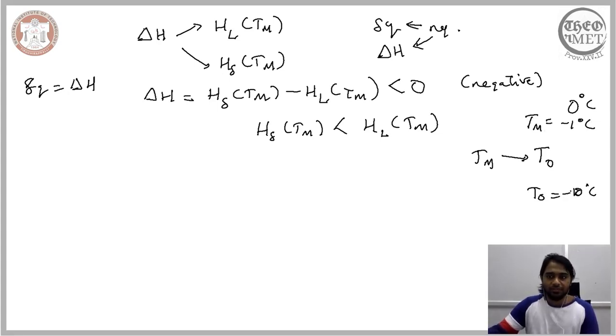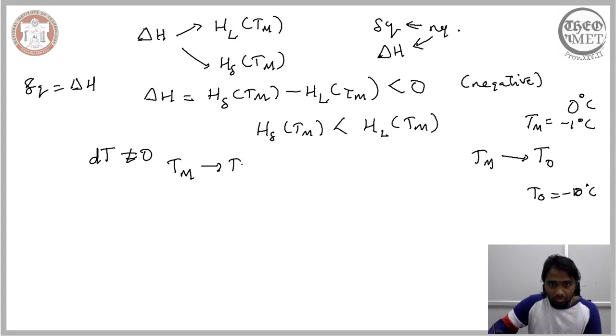Now what we are doing is changing the temperature. So there is a definite delta T involved. Initially we considered an isothermal phase change. Now we are bringing down the temperature from T1 to T0. In that case we have a definite delta T, so delta T is not equal to 0 when we bring the temperature from T1 to T0. However, we need to know that Tm is greater than T0. We are lowering the temperature.